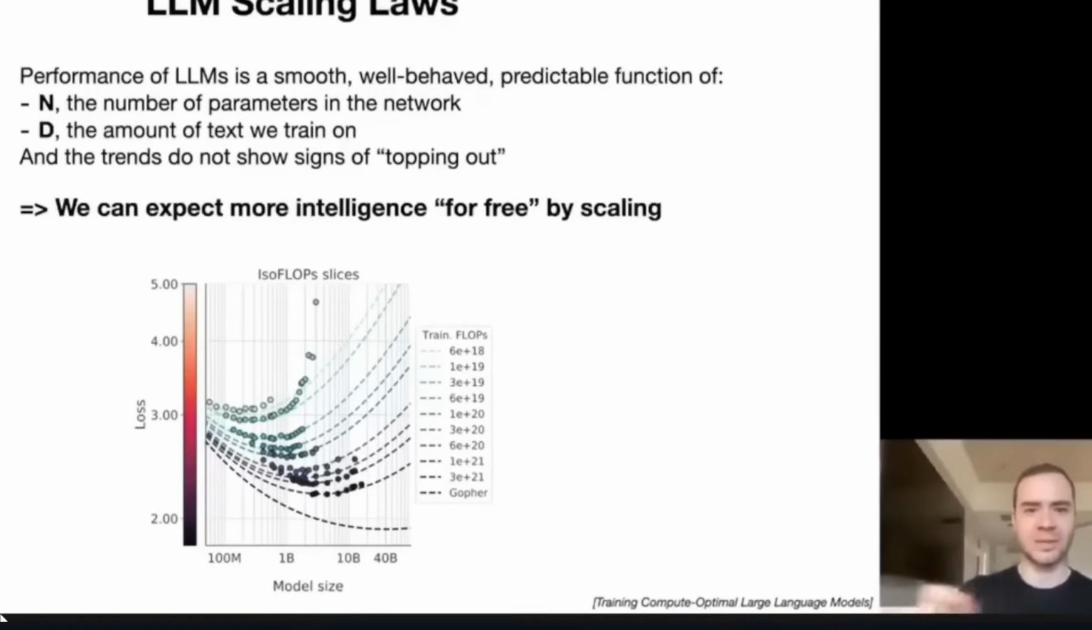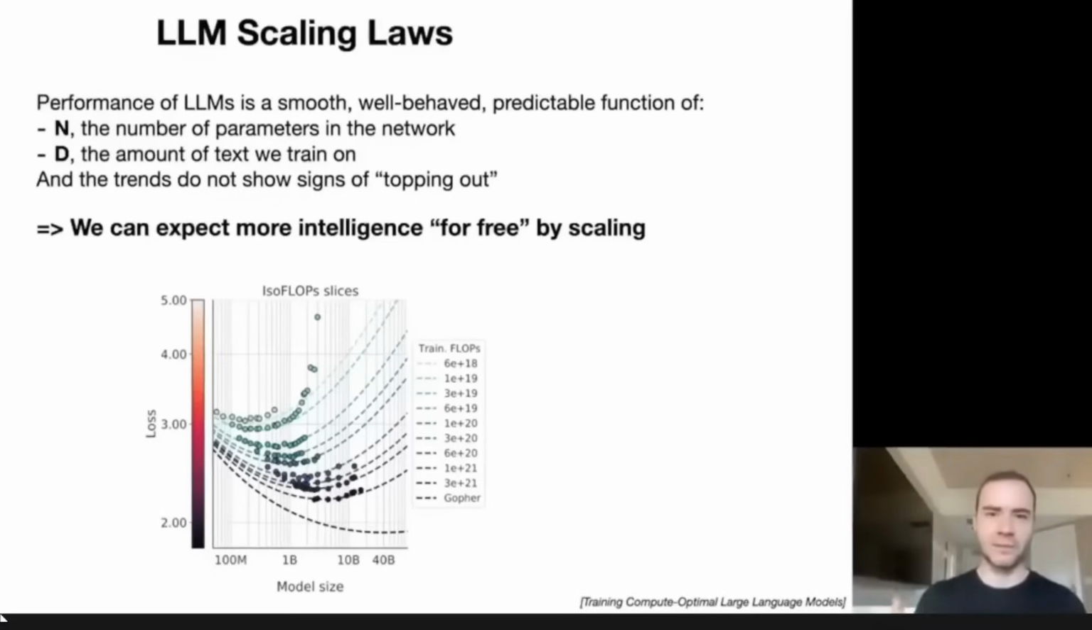And what's remarkable about this is that these trends do not seem to show signs of topping out. So if you train a bigger model on more text, we have a lot of confidence that the next word prediction task will improve. We can get more powerful models for free because we can just get a bigger computer, which we can say with some confidence we're going to get, and we can just train a bigger model for longer. And we are very confident we're going to get a better result.